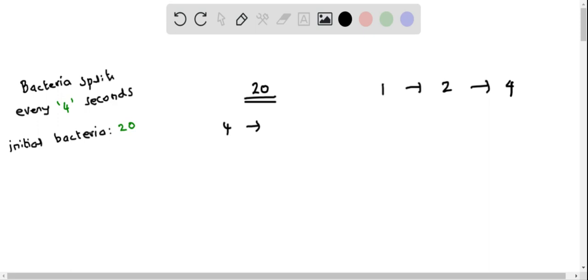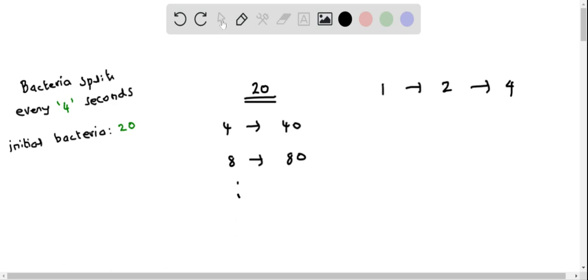Now, when the initial bacteria is 20, after 4 seconds, this will multiply to double. That is, this will become 40. And after 8 seconds, this will become 40 times 2, which is 80. So likewise, we see that the growth happens.